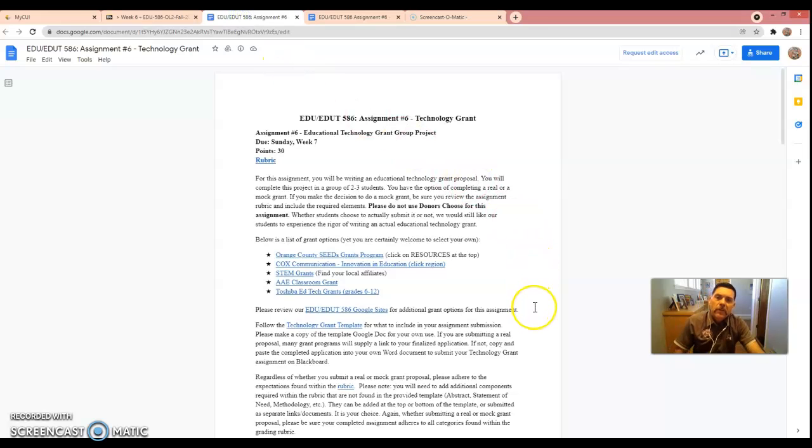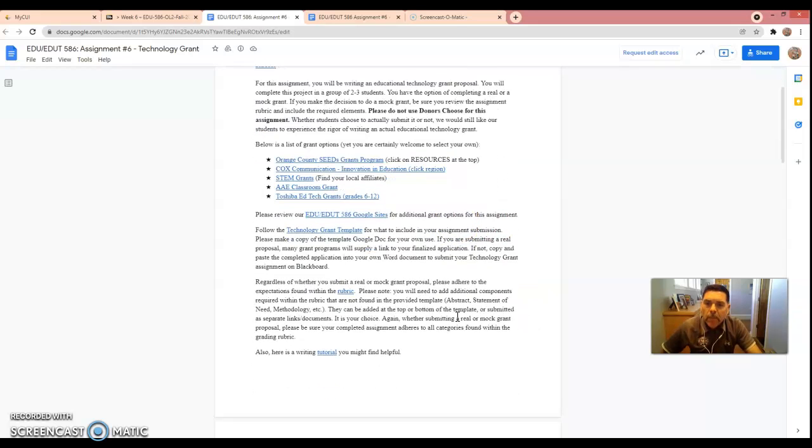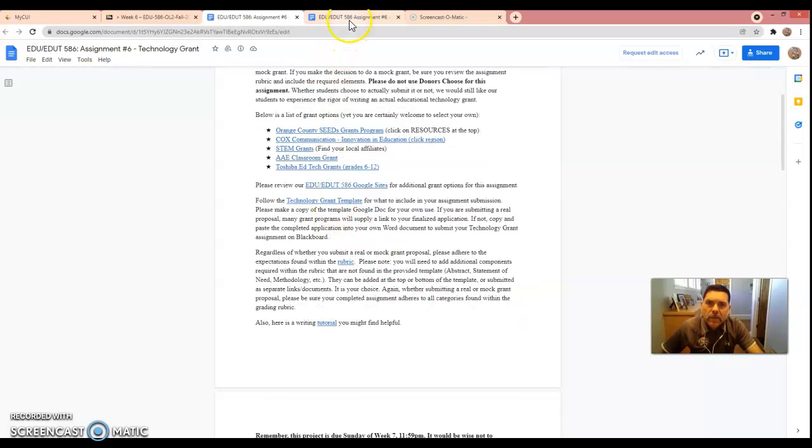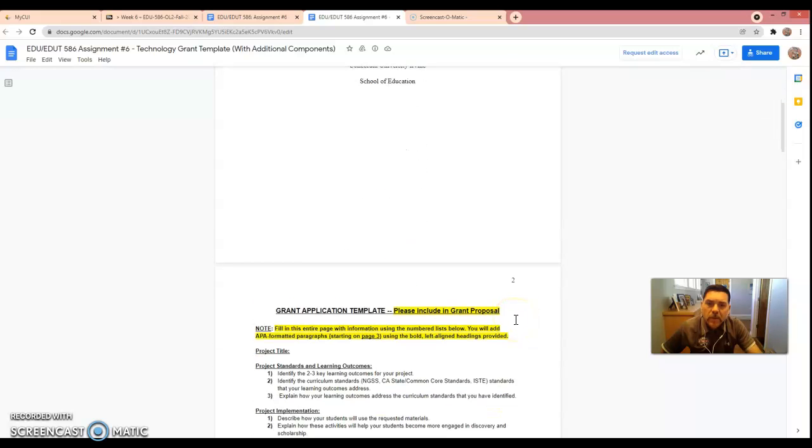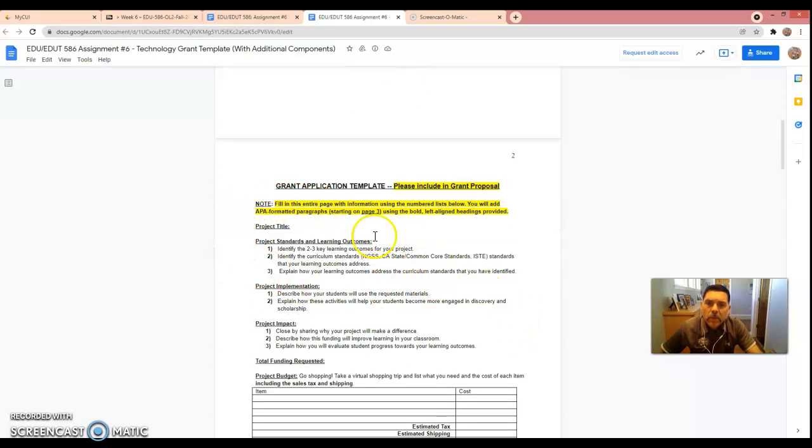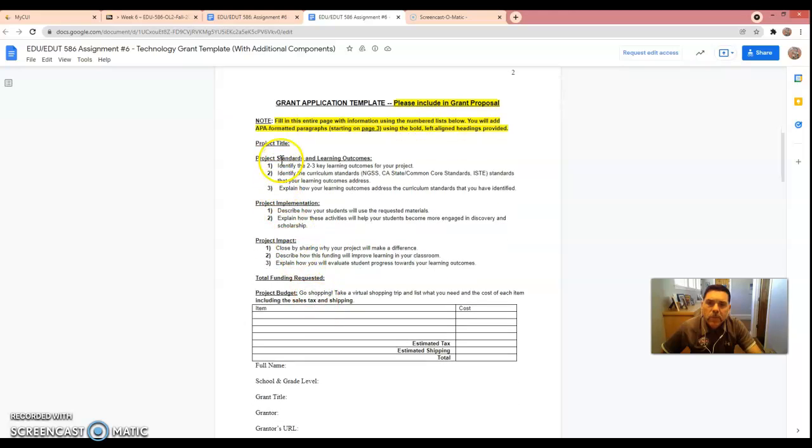Okay, so for the assignment, it's worth 30 points. You are within your groups. You're going to follow the grant template, in which you're going to fill out all this information, where you're going to look at the title, the standards, and the learning outcomes again. Where does this fall within the ISTE standards? Where does this fall in terms of the state curriculum? And then how your learning outcomes address the curriculum standards you have identified, how you're going to implement your project, what the impact is going to be.